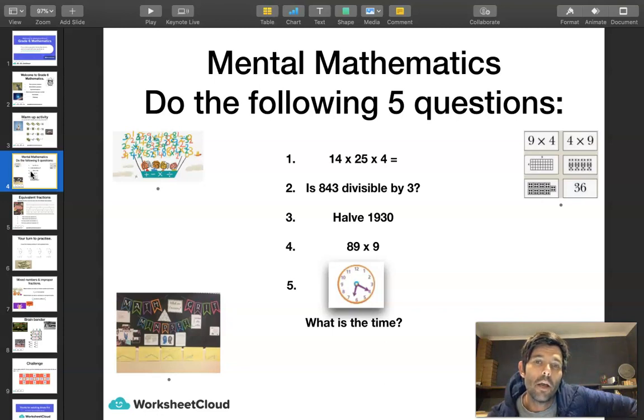Question 3, halve 1930. Question 4 is 89 multiplied by 9. So again, thinking back to some strategies we did last week. And then question 5, what is the time?